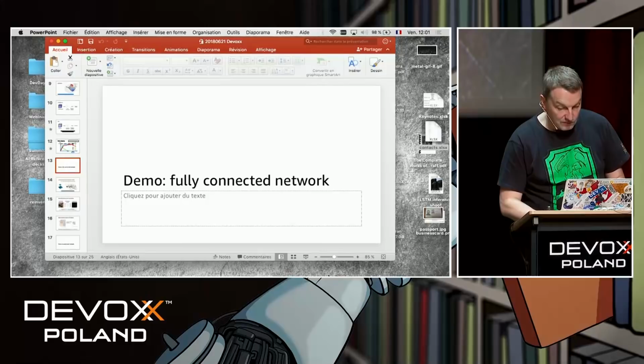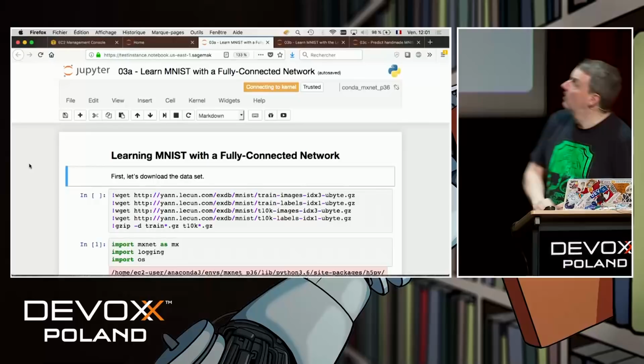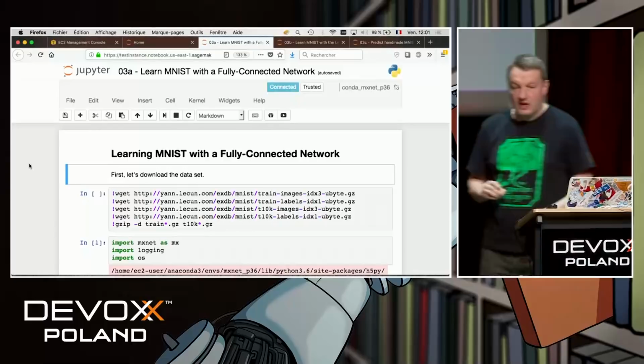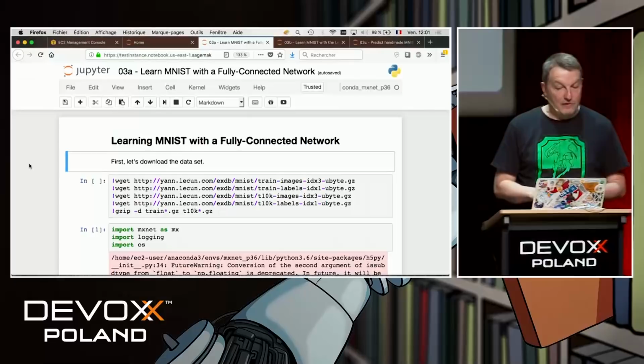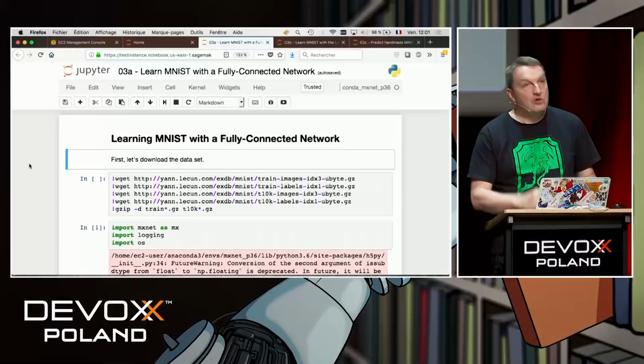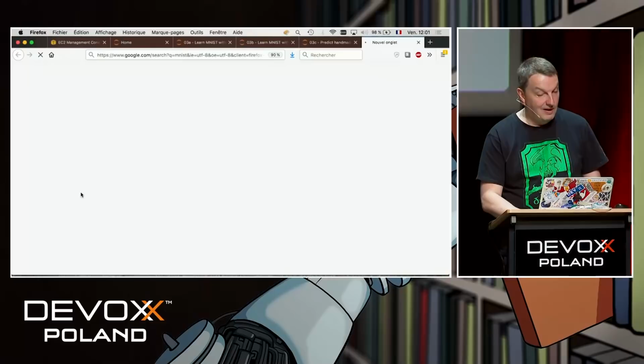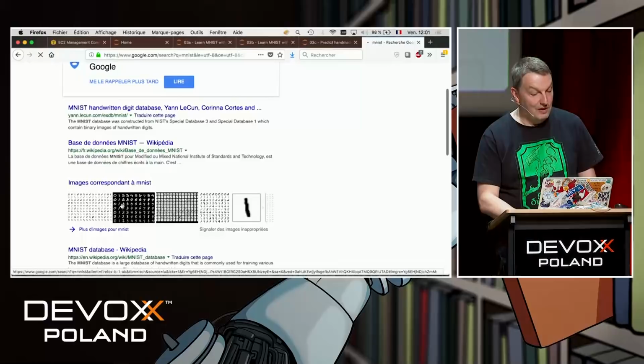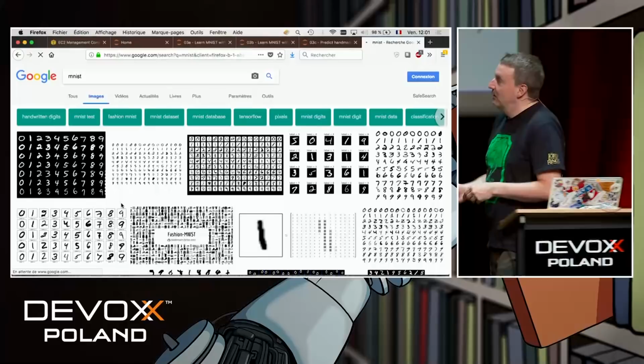Yes, that's the one. Okay, I guess that's large enough. So I'm going to use a deep learning library called Apache MXNet, which is the favorite library at AWS. And we're going to try to classify a data set called MNIST, which I'm sure you've seen before. It's a nice toy data set. It's not good for anything except experimenting.